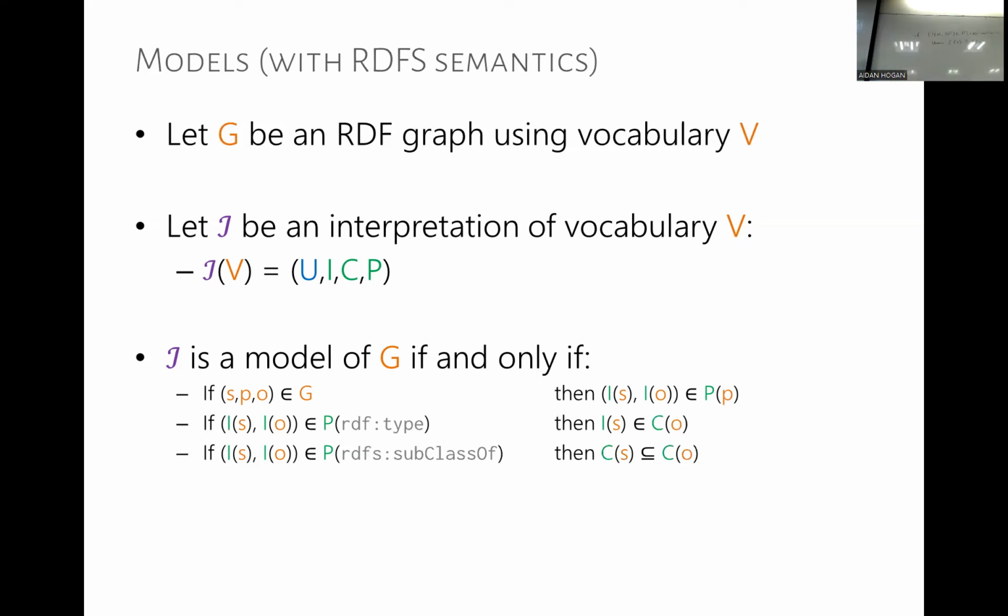So these last two properties here are related to the graph, right? If we say that S type O is in the graph, then this implies that S type O must be in the interpretation. And then this gives us these definitions here.